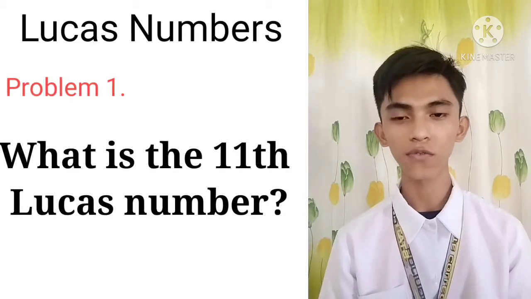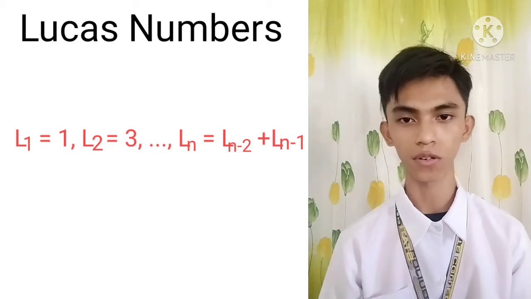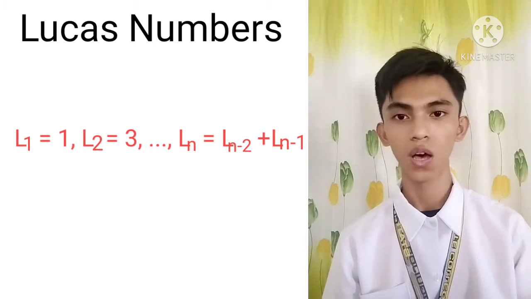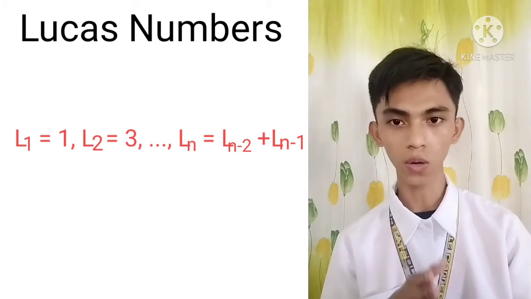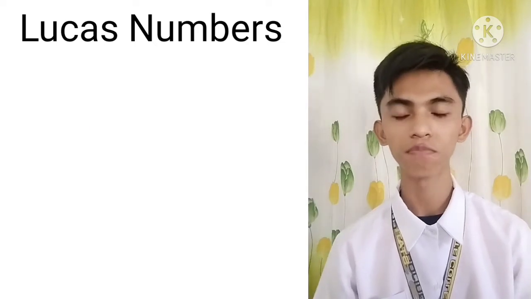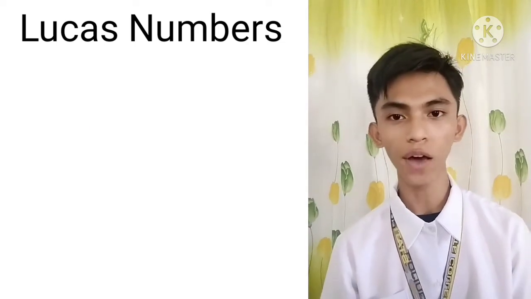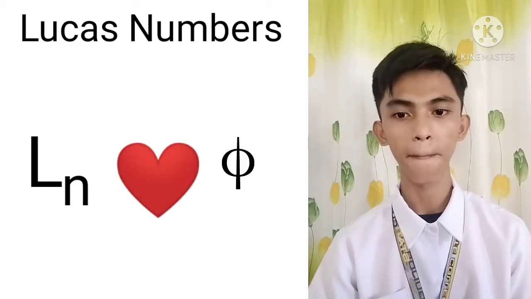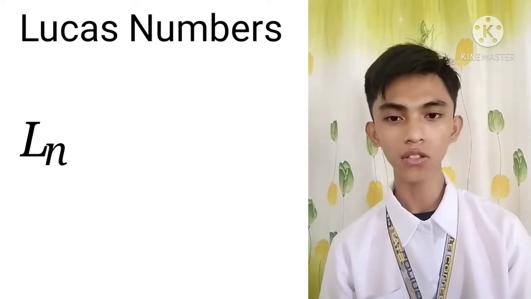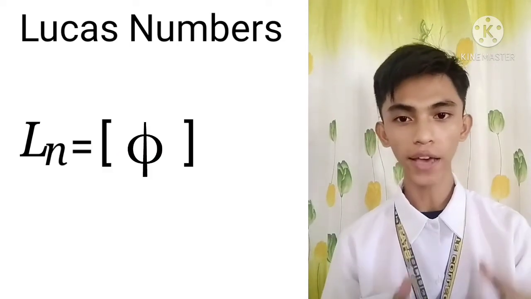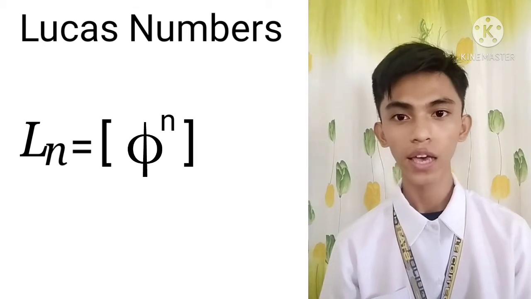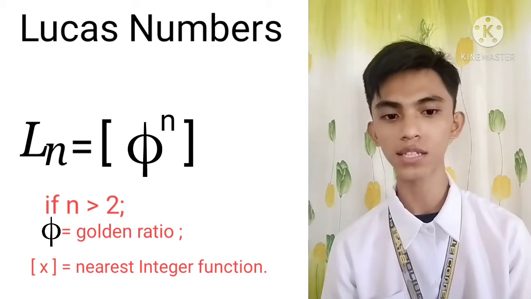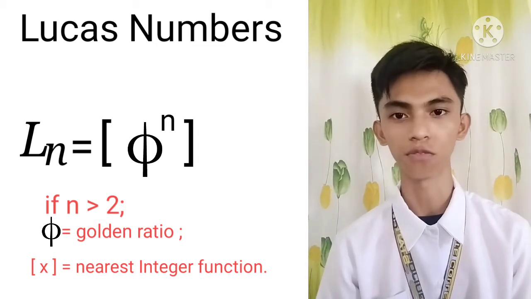We have Lucas first term is equal to 1, Lucas second term is equal to 3, and so on. Lucas nth term is equal to Lucas nth term minus 2 plus Lucas nth term minus 1. However, instead of working back, we can find it by using the Lucas nth term relationship to phi. We know that Lucas nth term is equal to floor of phi raised to n, for n is greater than or equal to 2, where phi is the golden ratio and floor x denotes the nearest integer function.